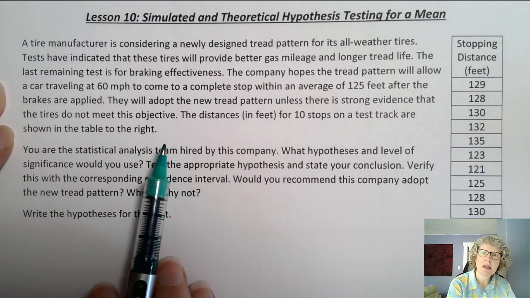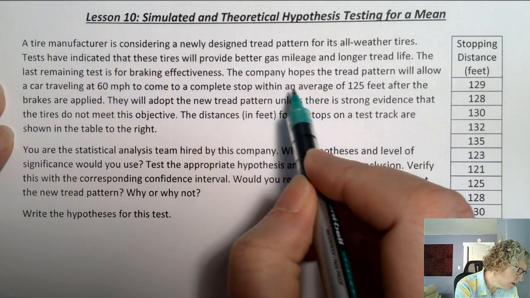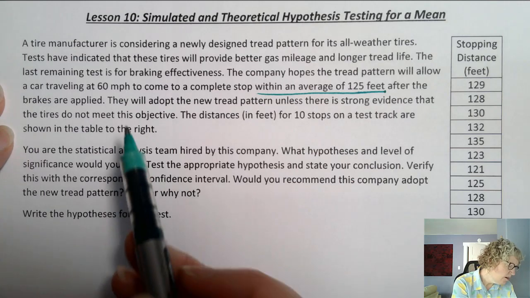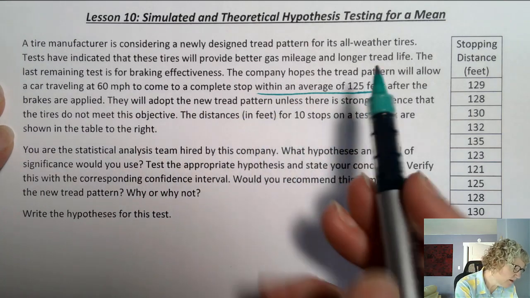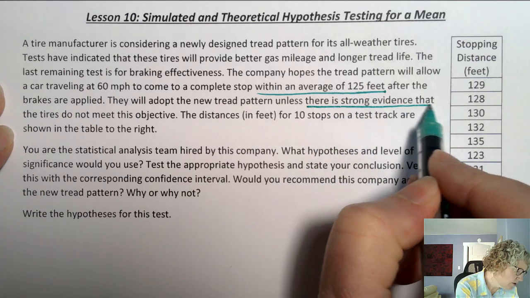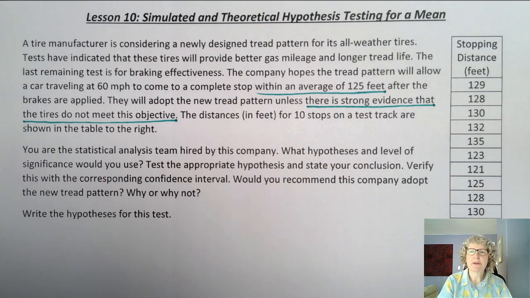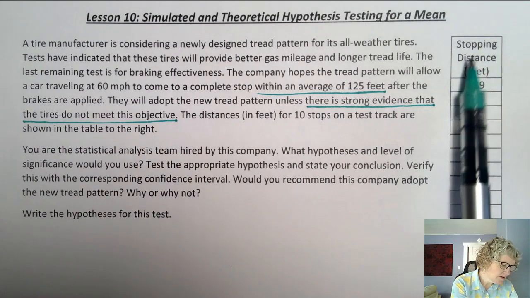Okay, so I'm going to underline some stuff here. They want to stop within an average of 125 feet. They will adopt the new tread pattern unless there is strong evidence that the tires do not meet this objective. This is a really interesting way to word it, right? They could want strong evidence that the average does meet the objective, but that's not what they're doing. They're saying unless there's strong evidence that they do not. So you could think about what the difference between those two tests would be. And we have our data to the right, stopping distance in feet.